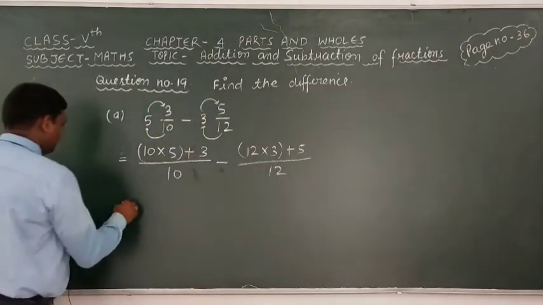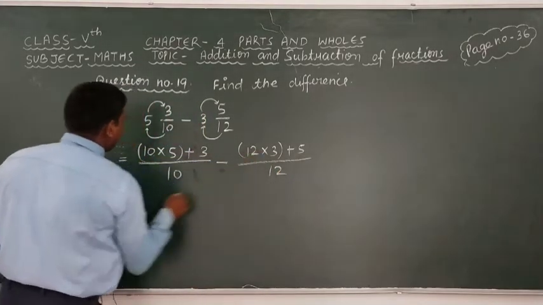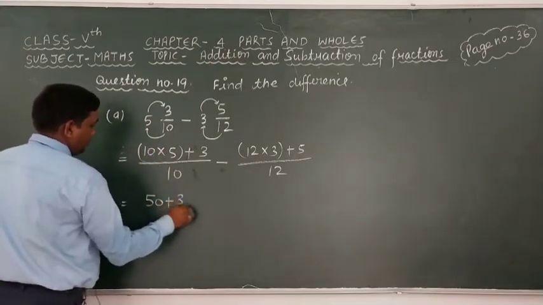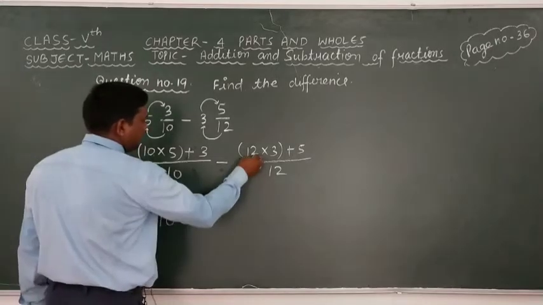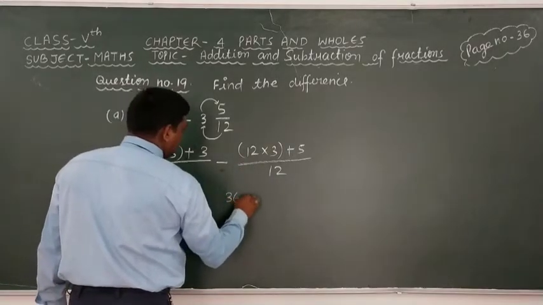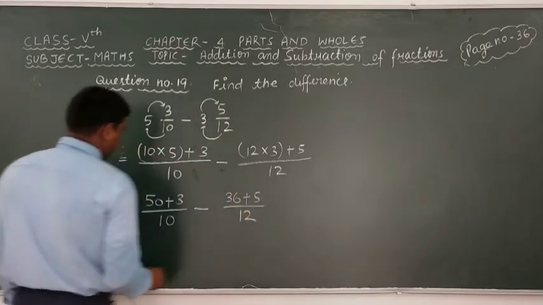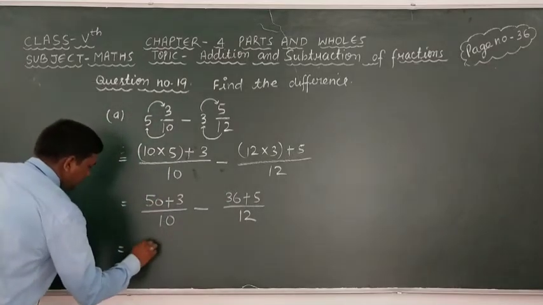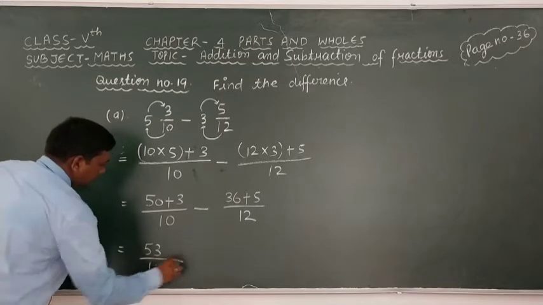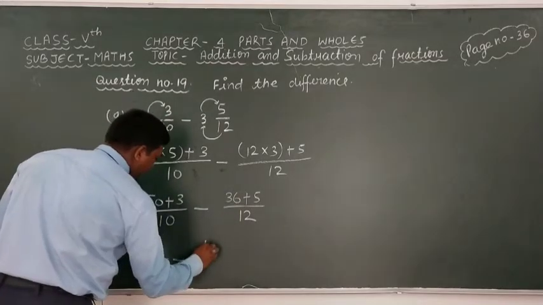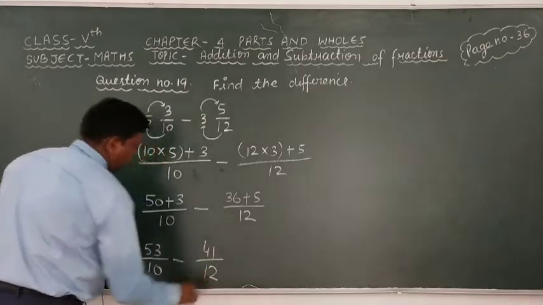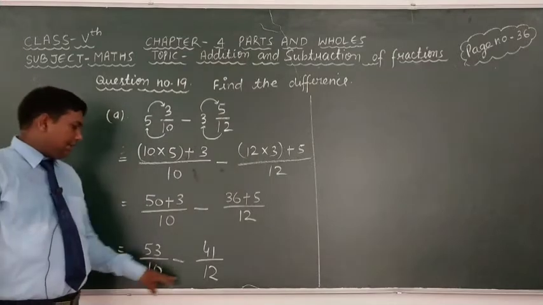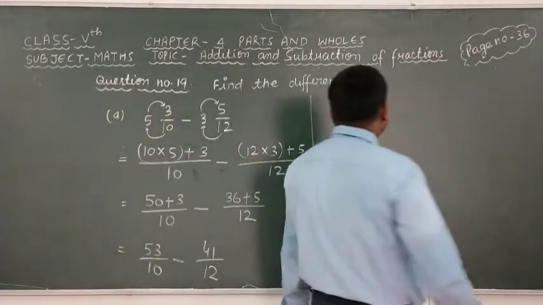After multiplying these we get 10 into 5 is 50 plus 3 over 10 minus 12 into 3 is 36 plus 5 over 12. After adding, we get 50 plus 3 is 53 over 10 minus 36 plus 5 is 41 over 12. Okay students, look at here carefully. Here we have 10 and here 12.